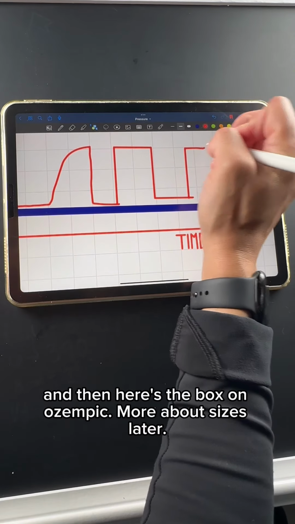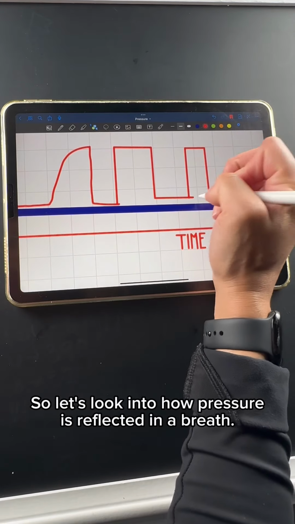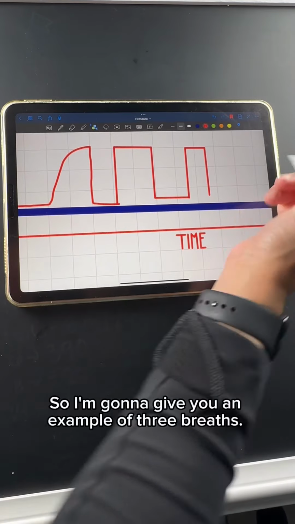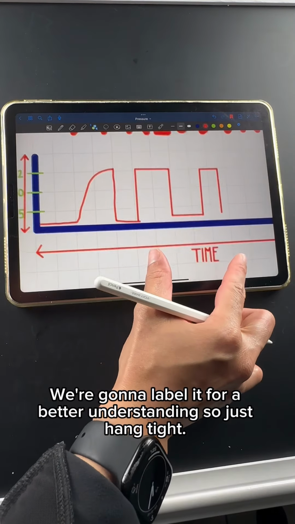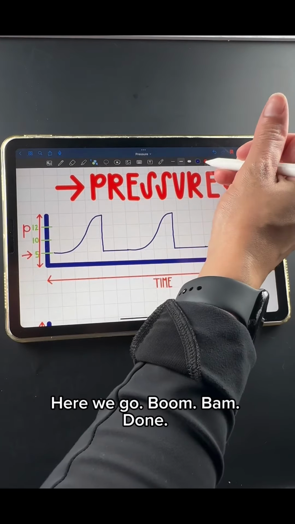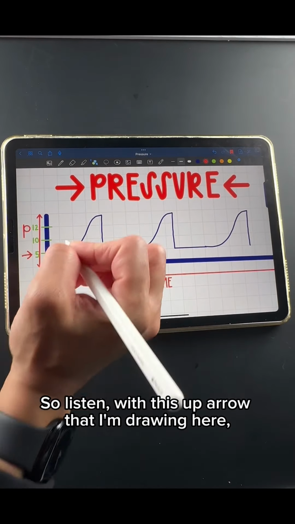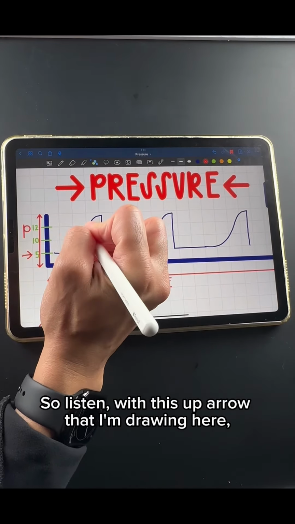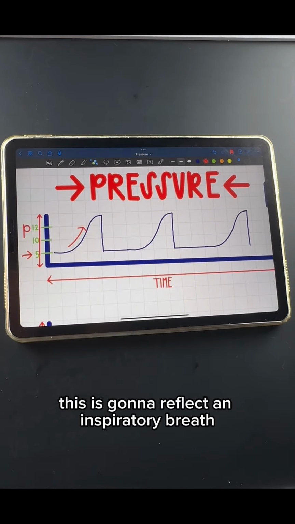More about sizes later. So let's look into how pressure is reflected in a breath. I'm going to give you an example of 3 breaths. We're going to label it for a better understanding. So just hang tight. Here we go. Boom, bam, done. So listen, this up arrow that I'm drawing here is going to reflect an inspiratory breath, aka a deep breath in.